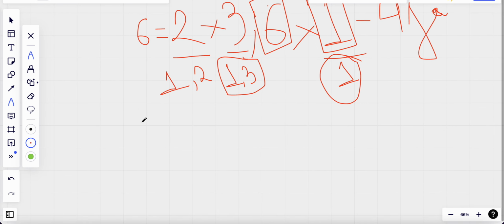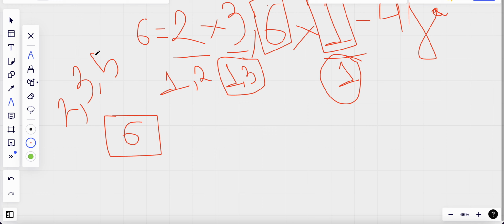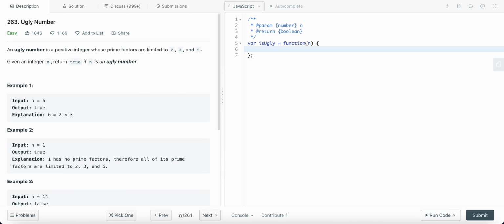Now how could we find the factors? How could we see if the prime factors of 6 are limited to 2, 3 and 5 only? It should not be an "and", it is an "or". Basically it should be limited to either 2 or 3 or 5 only and nothing else.